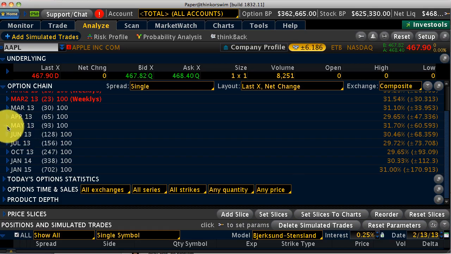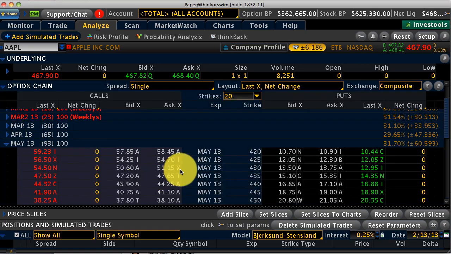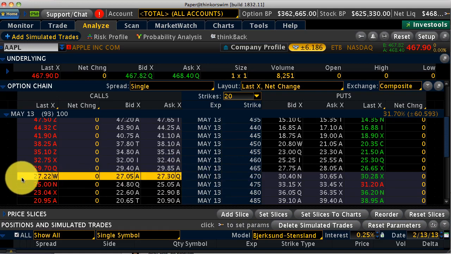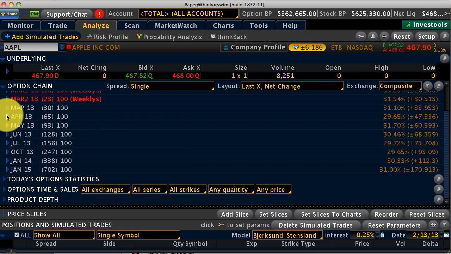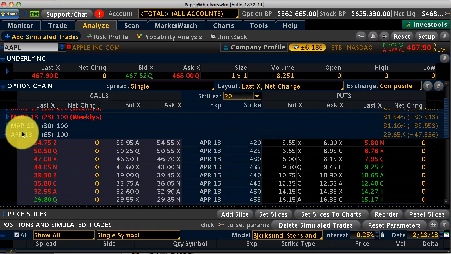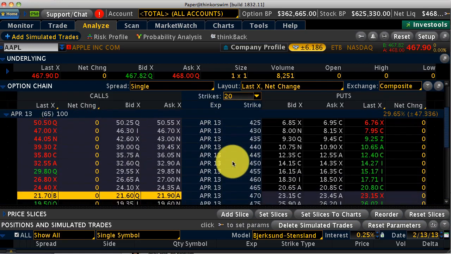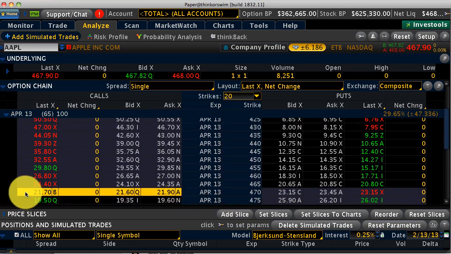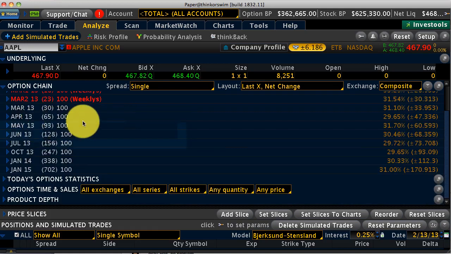Similarly, if you go down even further, to the May series, which has 93 days left to expiry, you can see that this option is worth even more. This is worth $27. So one of the first things you should realize is that as time goes by, the same option is going to lose value, and it loses this time value. Of course, we're going to cover this aspect in detail in the course on time value. But in this particular lecture, what we want to do is select a strategy.